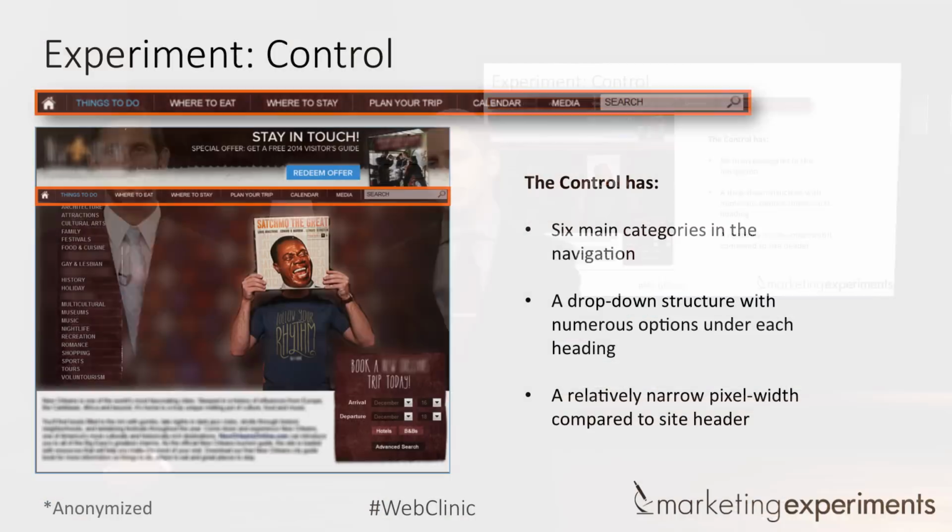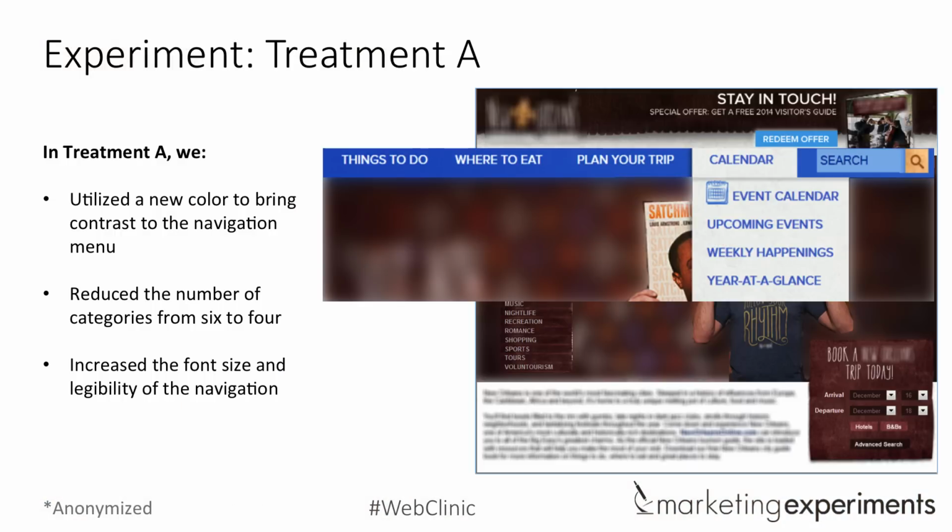So now let's take a look at the treatment. So here is treatment A. One of the things we want to point out right away is that we reduced the number of categories in the navigation from 6 to 4. Now we'll visit why we did that a little bit later in the clinic. What you'll also notice is that we have made it a little more visually appealing, a little more easy to read. So you've got a color that brings a little bit more attention to it in contrast with what we've got throughout the rest of the site.